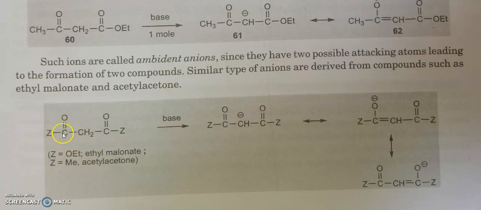Now another example. You can see such types of molecules. You have already read in BSc classes COCH2CO, where Z may be methyl, as in acetylacetone. We are using base to take these protons and form this anion. This anion is resonance stabilized here and here. If Z is the same, then there is this O minus, this O minus and this CH minus.